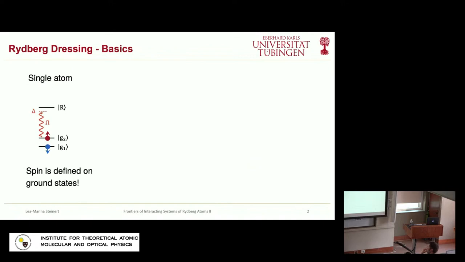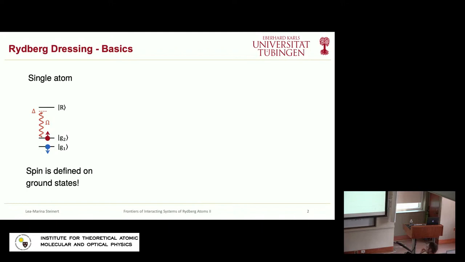I will just briefly touch this topic now because Monica was already introducing the basics. However, the basics are super important to understand the mechanisms of the spin dynamics and spin interactions that we are using. As Monica said, we encode our spins in the ground states and then off-resonantly excite them to the Rydberg state, having the Rabi coupling omega and the detuning delta. It's a single atom picture, super boring.